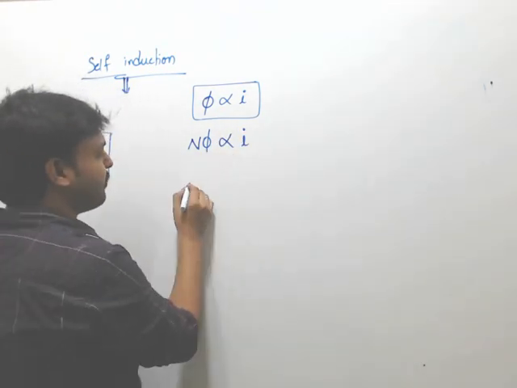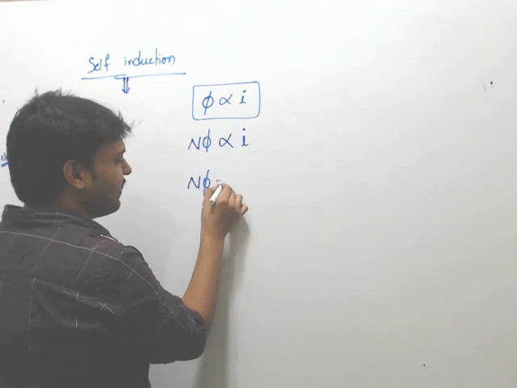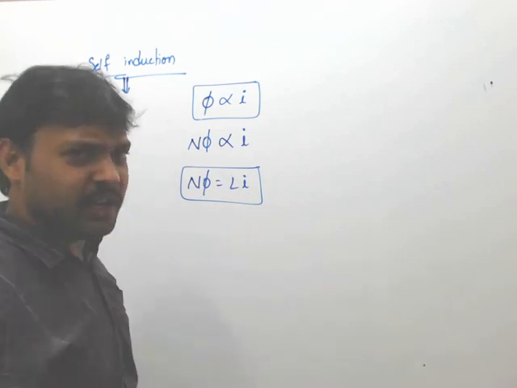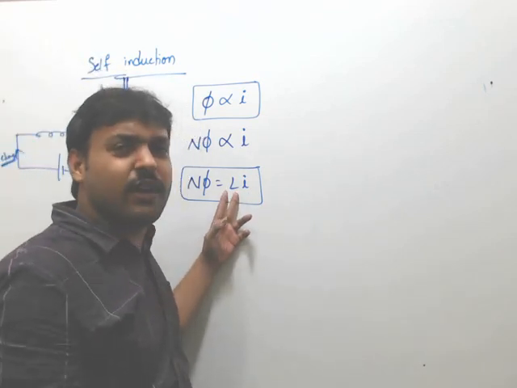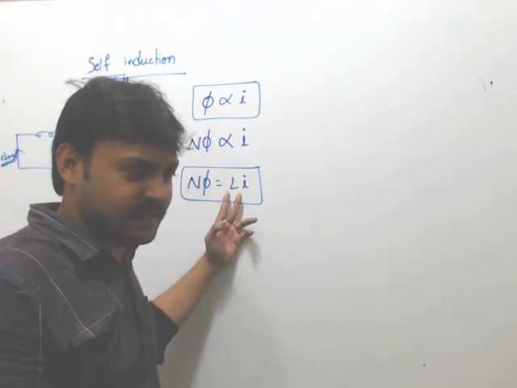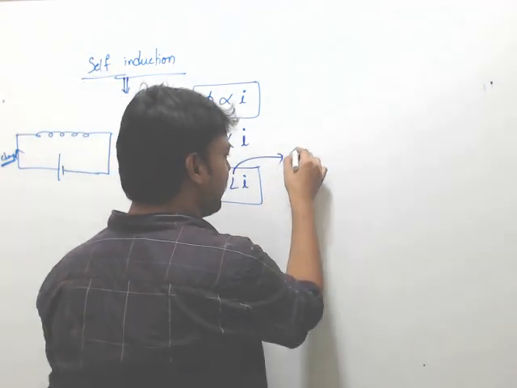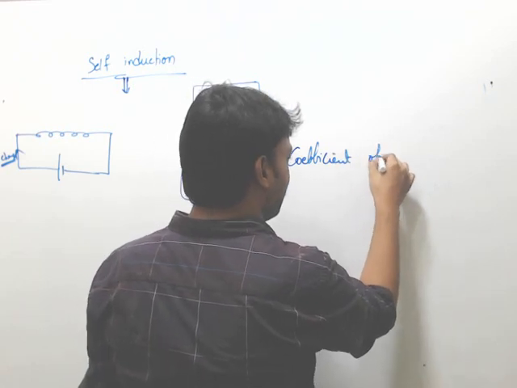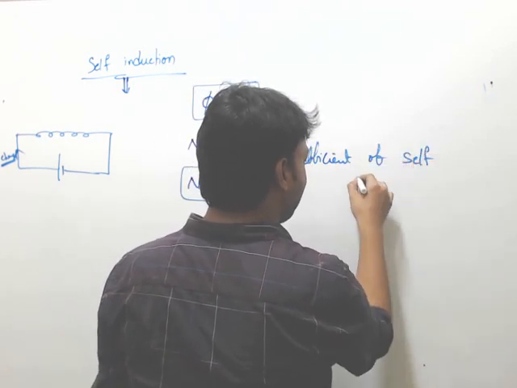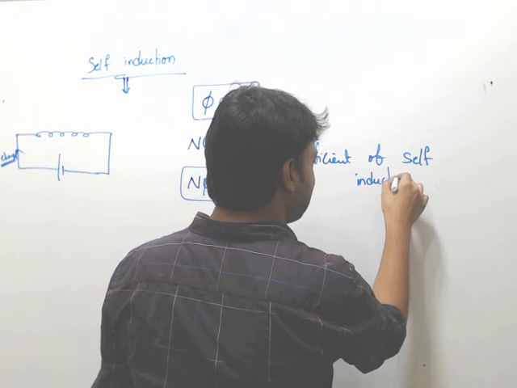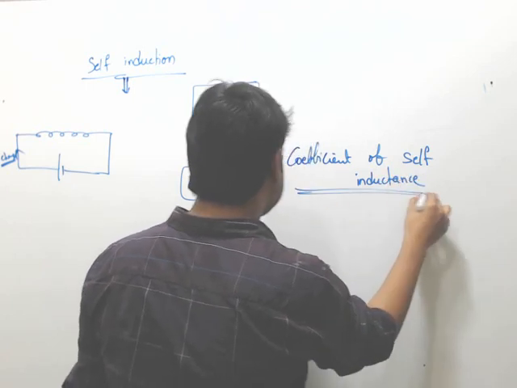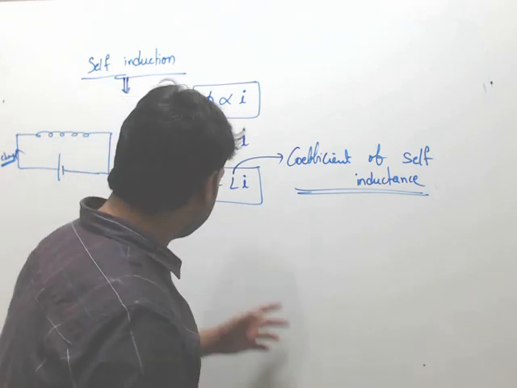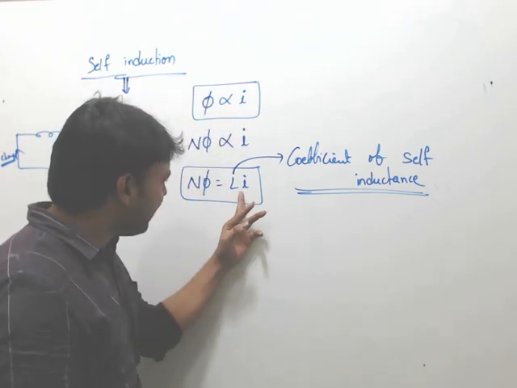If you remove proportional, we will get a constant: L times I. This L is a proportionality constant, or we call it the coefficient of self-inductance. I will discuss L later, after 5-10 minutes. Don't worry about that. So N phi equals L times I.